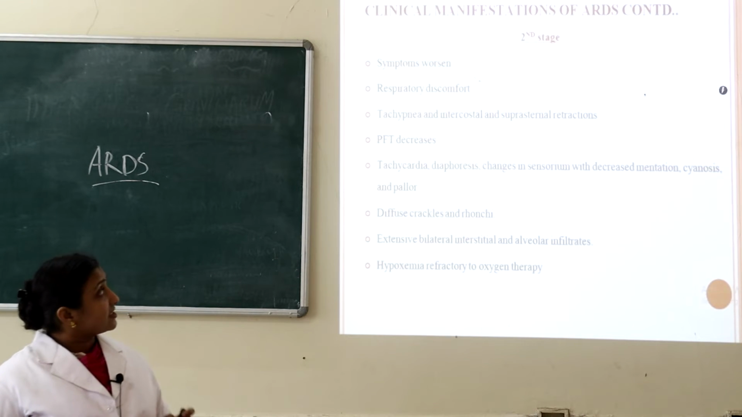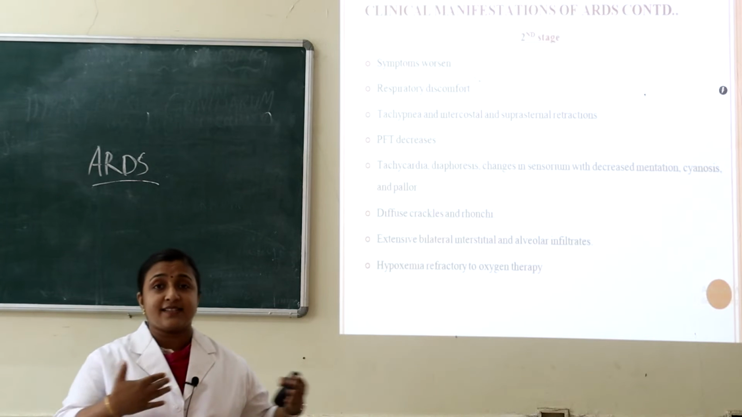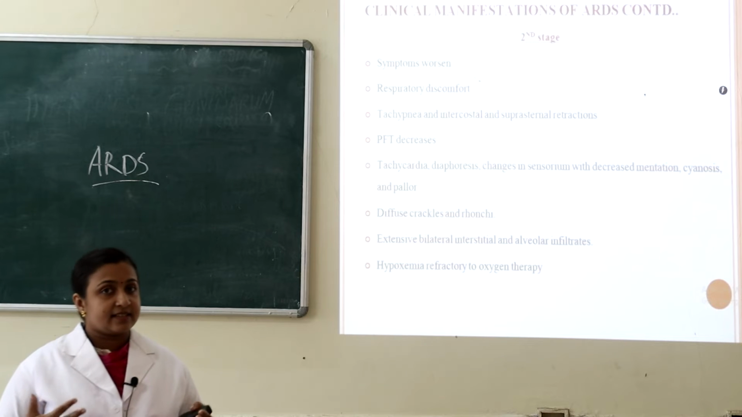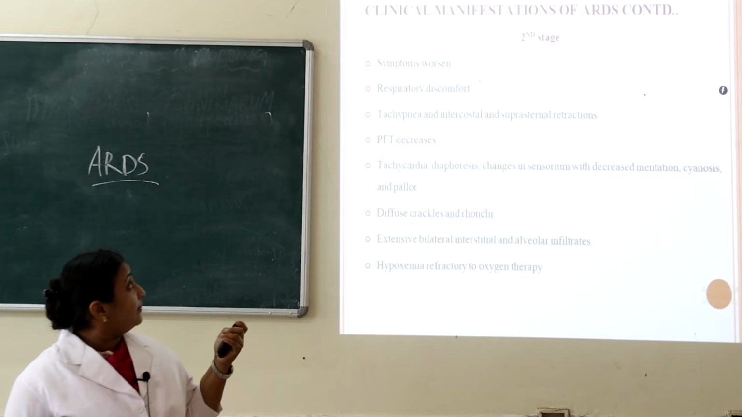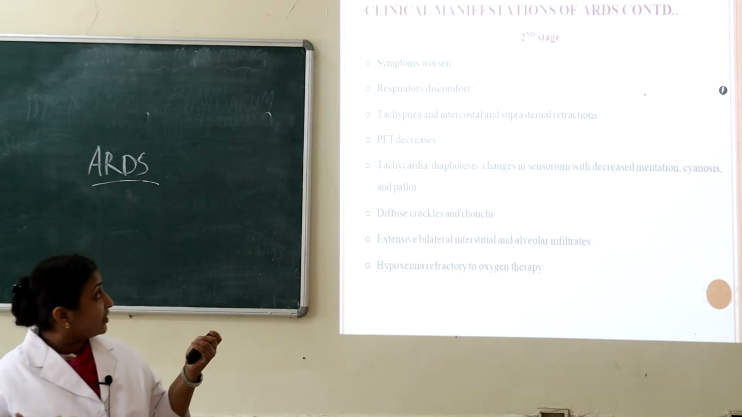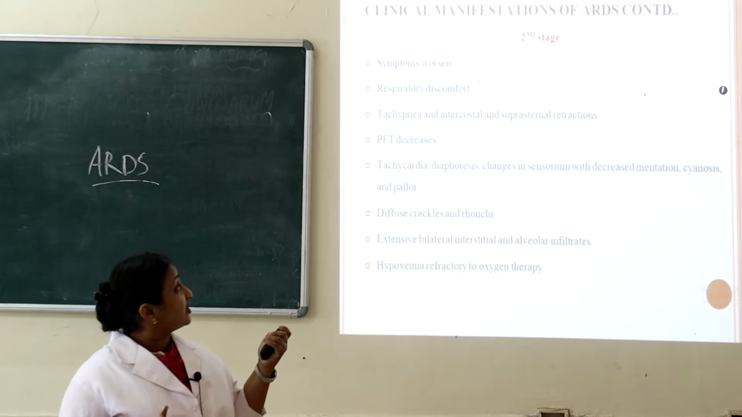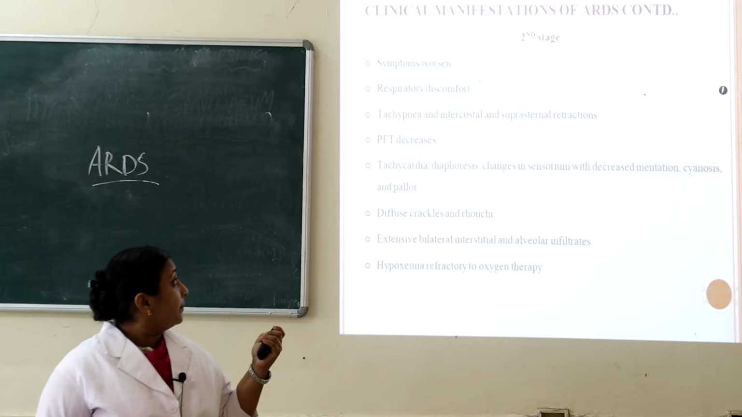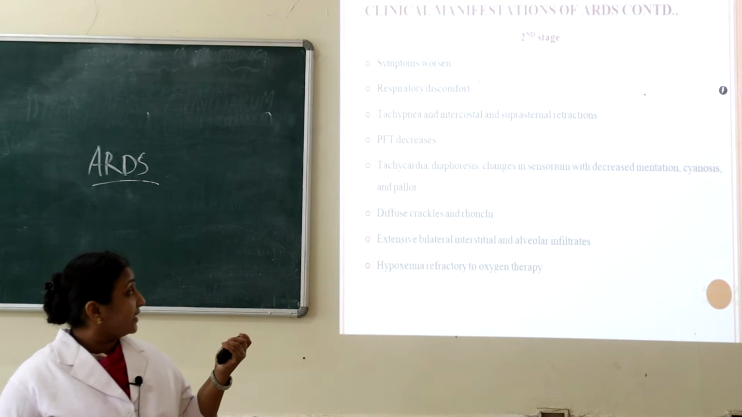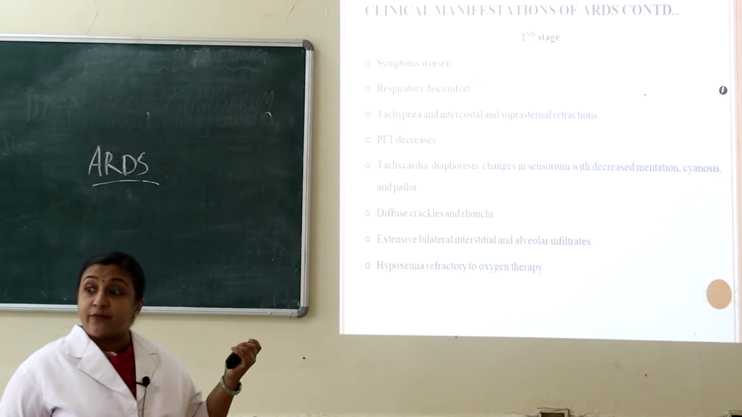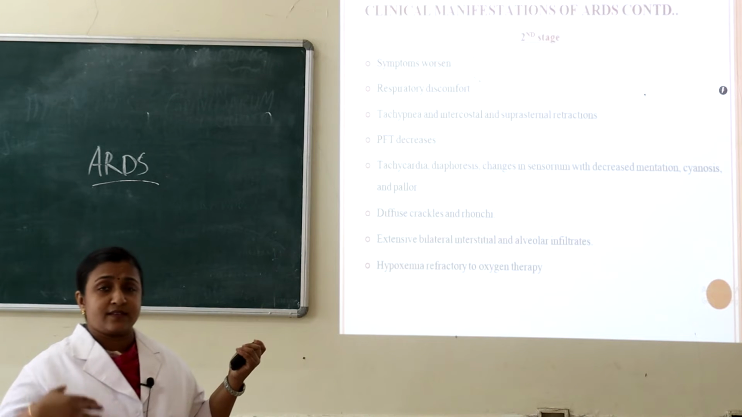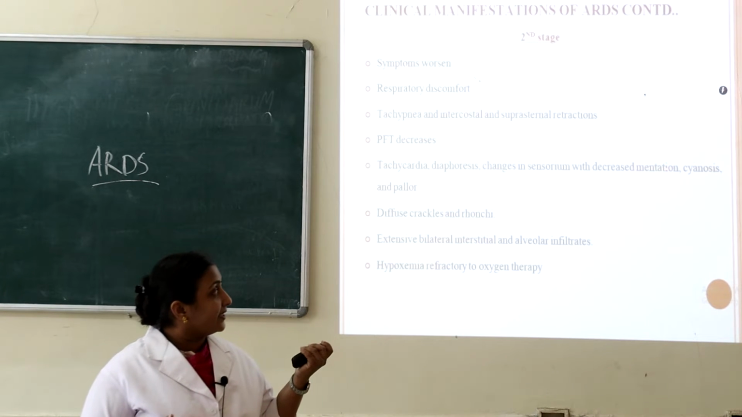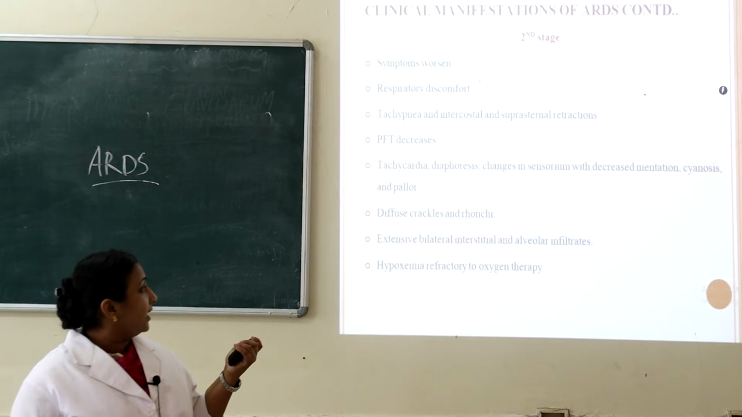Then on to the next stage, what are the features? If the first stage progresses to the next stage, the symptoms will become worse. Then respiratory discomfort, tachypnea, and intercostal and suprasternal retractions, decreased PFT, then tachycardia and diaphoresis. What is the meaning of diaphoresis? Okay, good. Diaphoresis means excessive sweating. Then changes in the sensorium with decreased mentation, cyanosis and pallor.